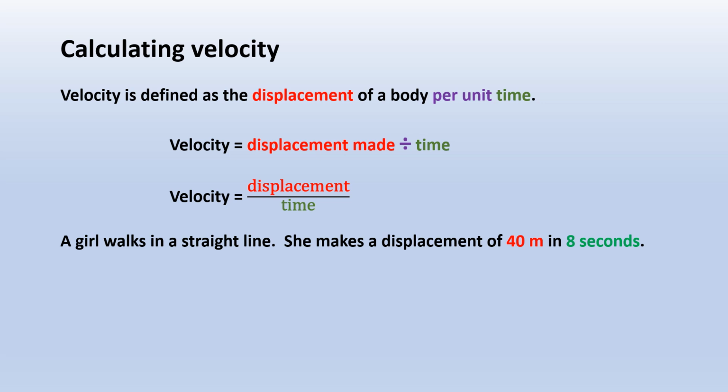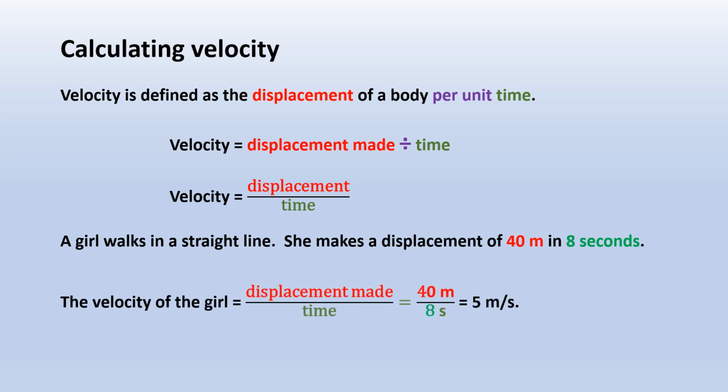To calculate her velocity, we take the displacement made by the girl and we divide it by the time taken. Here, the displacement made by the girl is 40 meters and the time taken is 8 seconds. So we have 40 meters divided by 8 seconds, which gives 5 meters per second. So the velocity of the girl is 5 meters per second.